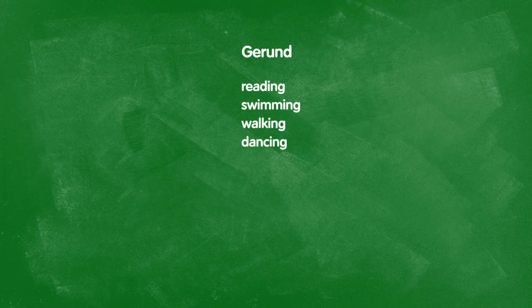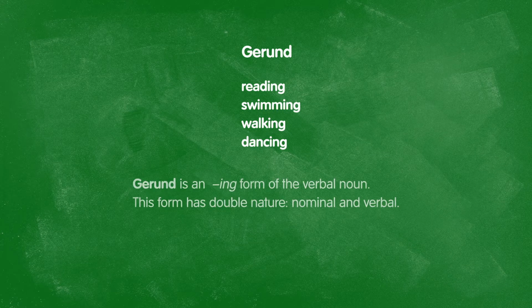Well, let's look at some examples. I can say, for example, reading, swimming, walking, or dancing. So here, the gerund is just the ing form of a verb, right? Kind of. The gerund may look very similar to something we've also talked about, the present participle. However, you should not confuse them. They are not the same, even though they look the same, and they do not have the same function.